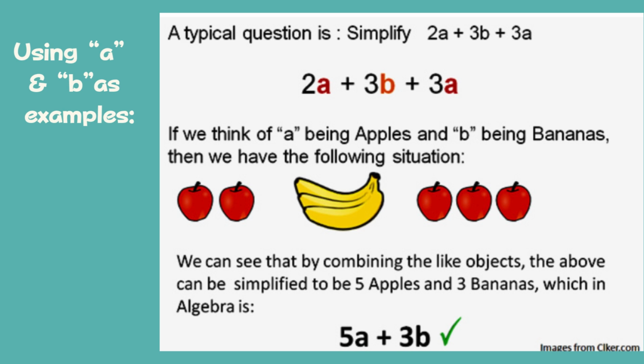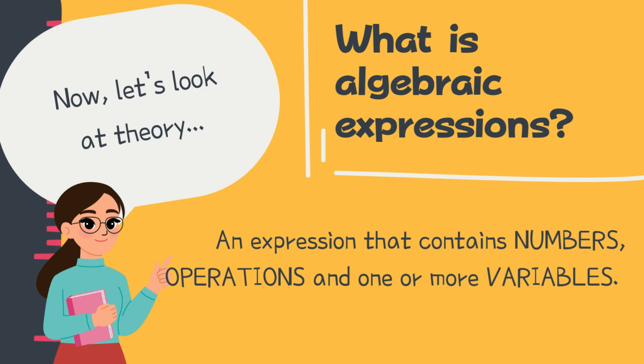So here's a typical algebraic expression question. Here we need to think of A as being the red apples and B as being the bananas. And in the equation we read 2a plus 3b plus 3a. So what we have to do is group them together. As you can see, the answer is 5a plus 3b.